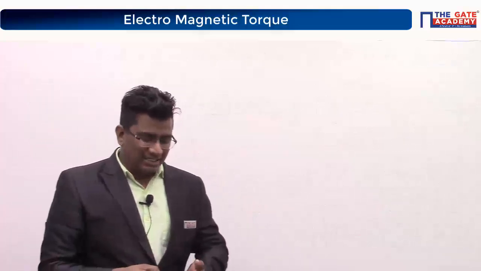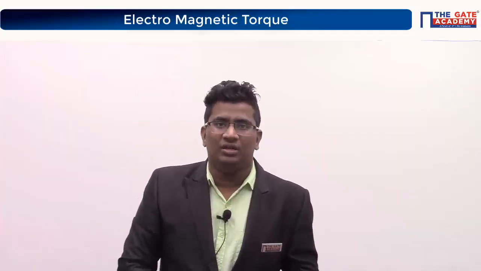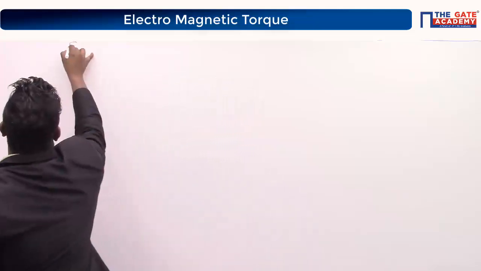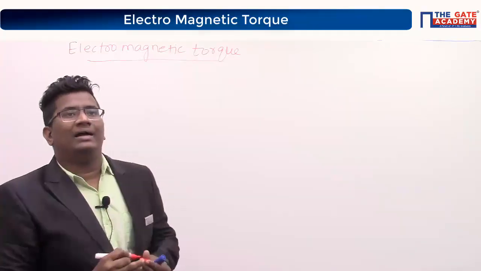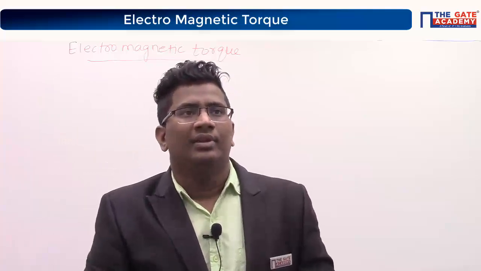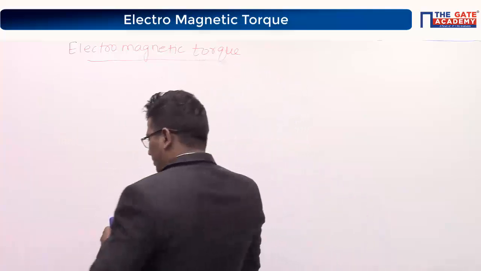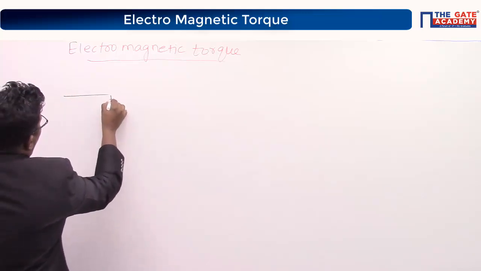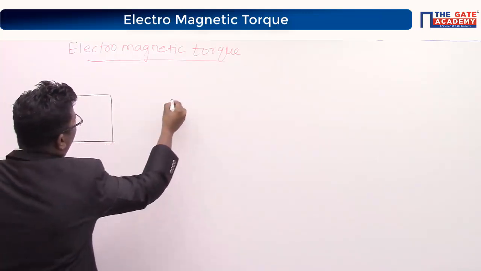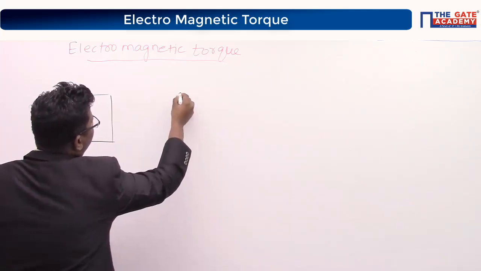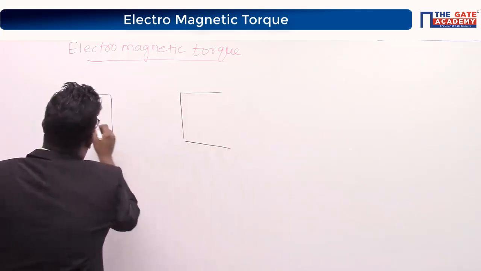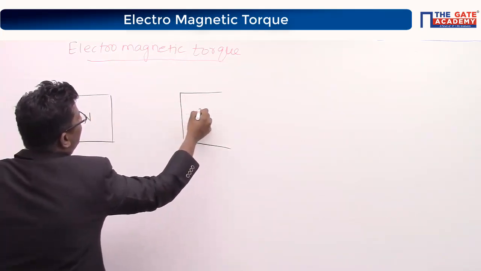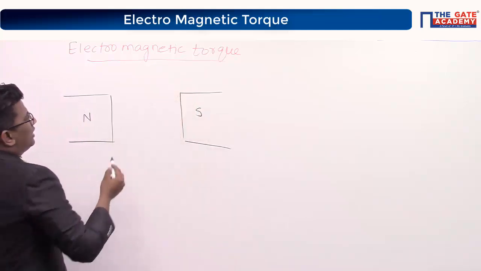Okay. The next is a very important topic in electrical machines, that is electromagnetic torque. Same, I am considering 2 poles, north pole and south pole. Okay?